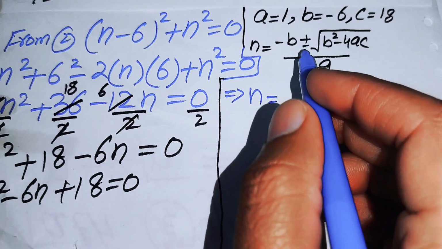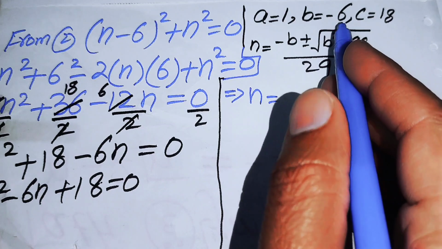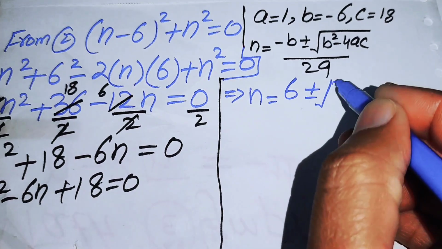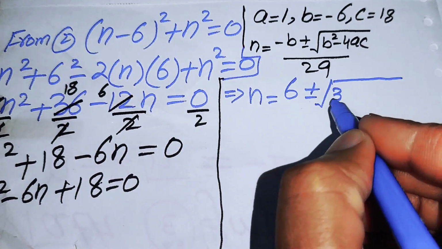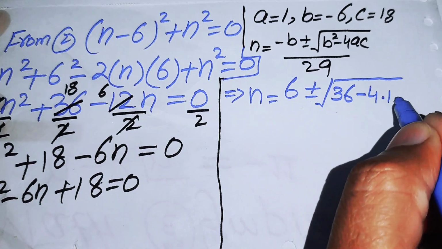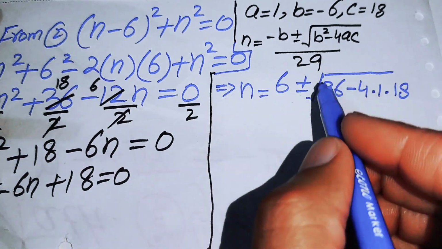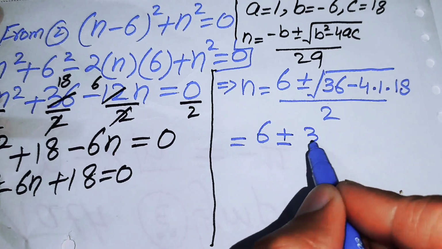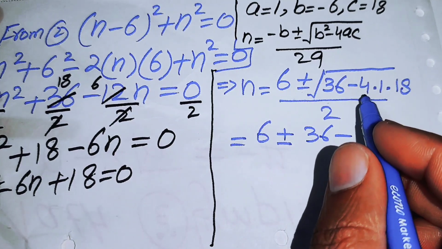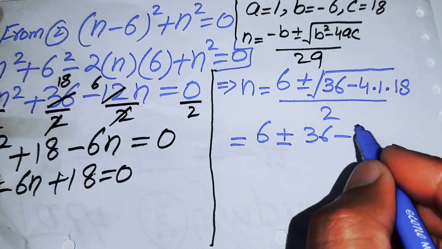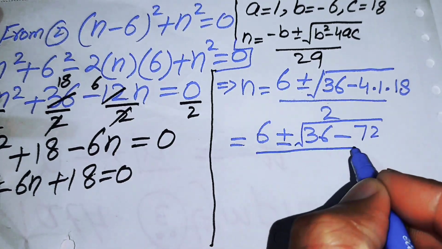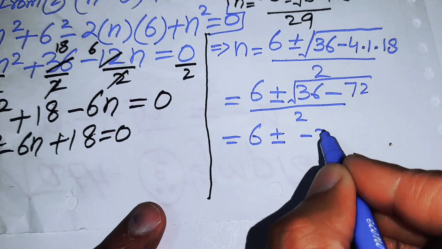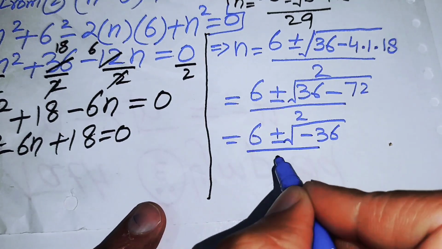So you have n equals minus b, and the value of b is minus 6, so minus times minus equals plus 6, plus or minus the square root of b squared, and minus 6 squared is 36, minus 4 times a, which is 1, times c, which is 18, and this whole over 2. So we write 6 plus or minus the square root of 36 minus 72, since 18 times 4 equals 72, over 2. So here we obtain 6 plus or minus the square root of minus 36, over 2.